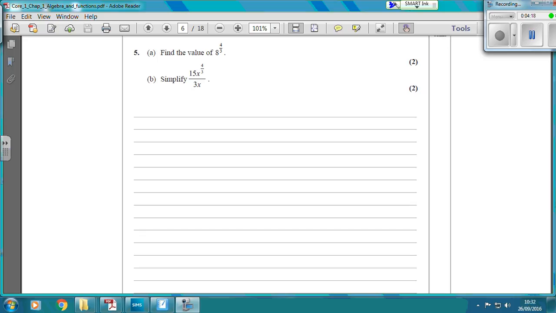So the next one, 8 to the power of 4/3. So the first thing we do, the bottom is going to be the root, so that's going to be the cube root, and then we're going to raise that to the power of 4. So as we saw in the last question, the cube root of 8 is 2, so that's going to be 2 to the power of 4, which is 2, 4, 8, 16.